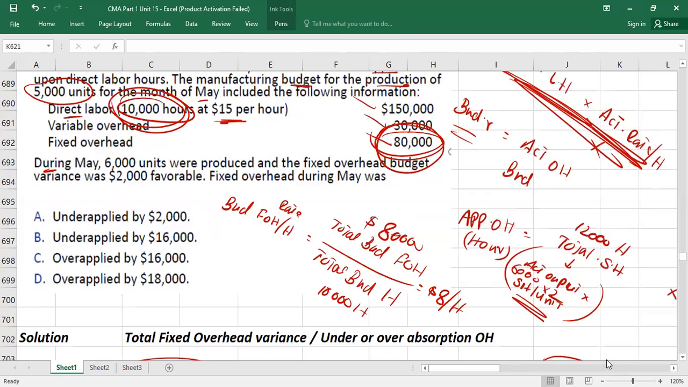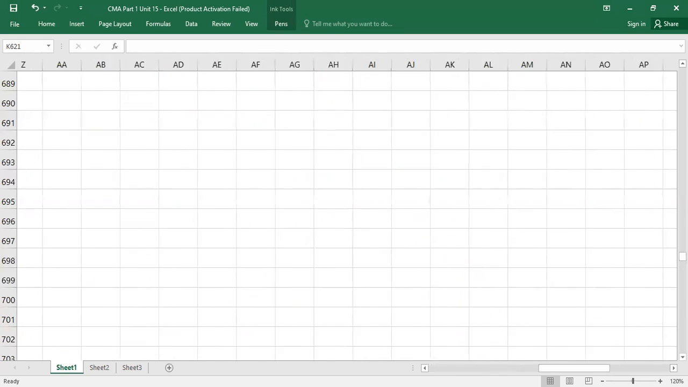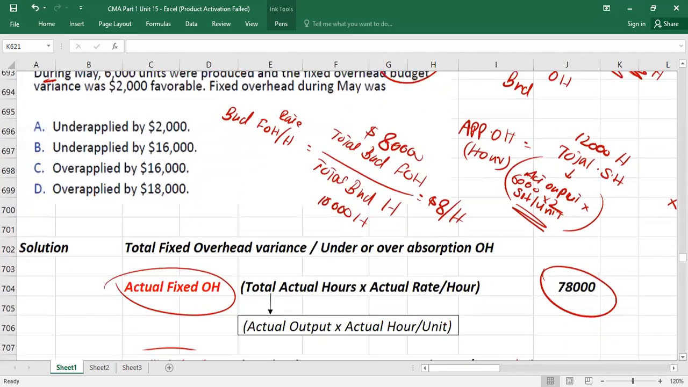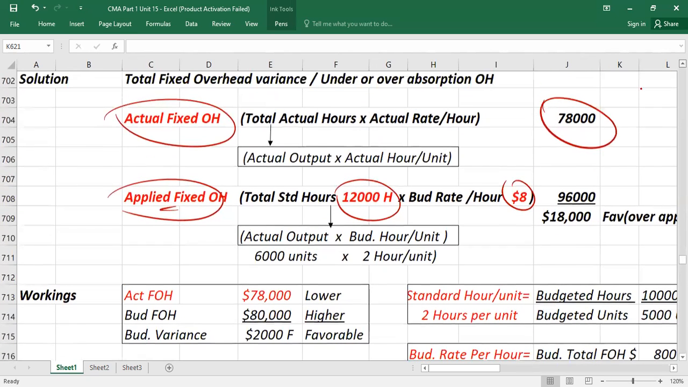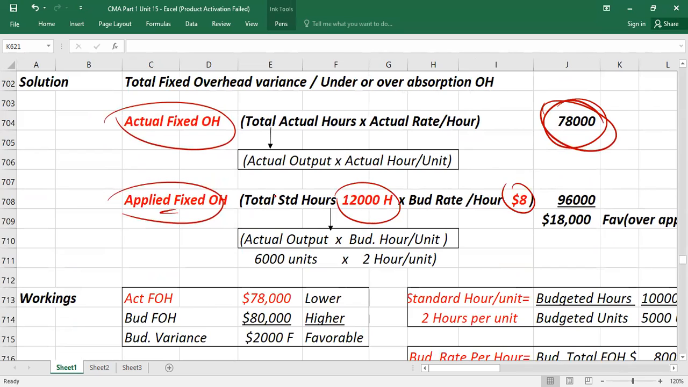So this is which rate? The budgeted rate. I'll bring it here. So 12,000 hours I already told you how to find, and 8 is the rate. So the second line is also completed. Right or wrong? Actual overhead was 78,000, total standard hours were 12,000, and the standard rate is $8. So the second line answer I also got. Now is the first line higher or lower? The first is lower, the second is higher. This variance is going to be favorable.